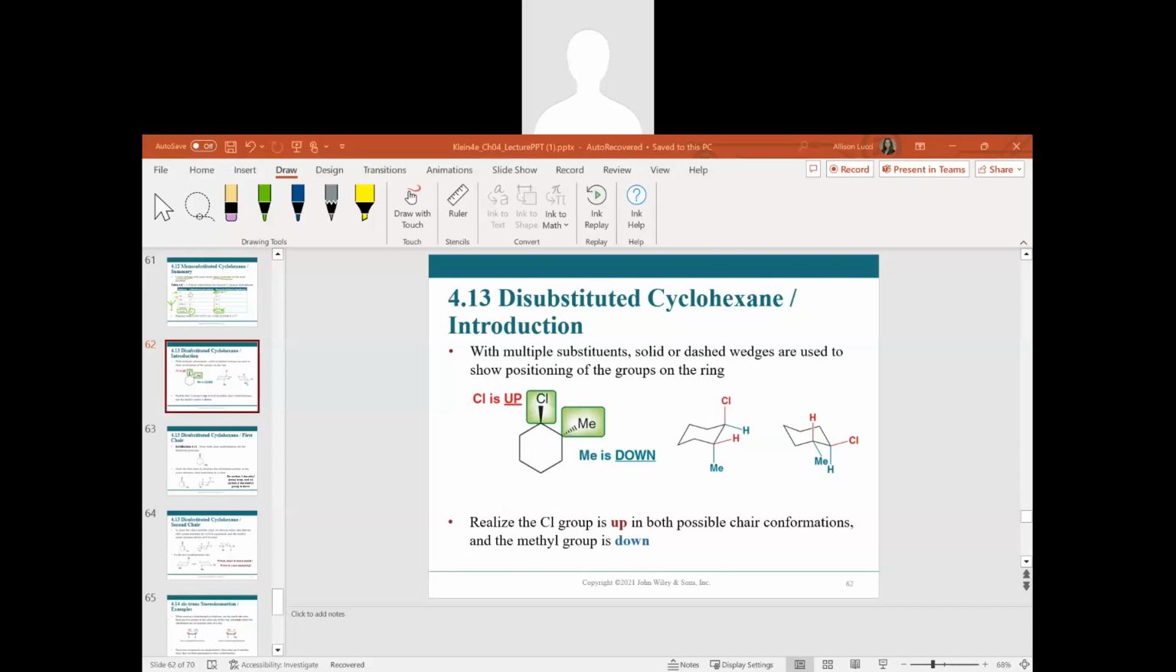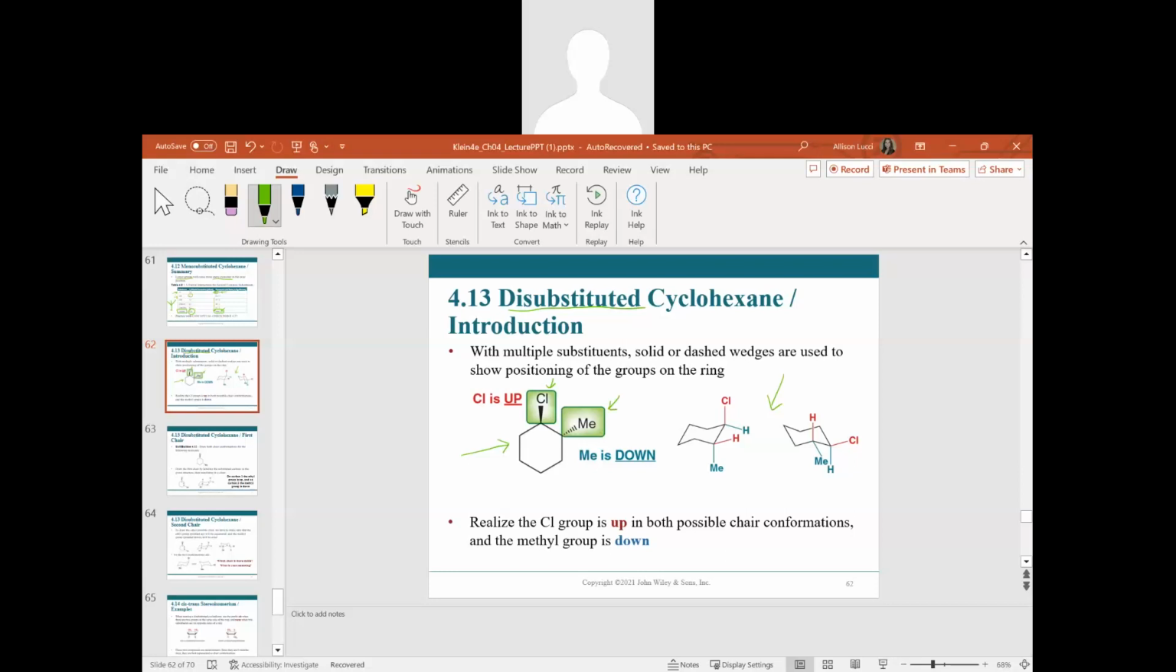In this next section of Chapter 4, Part 13, we're going to look at disubstituted cyclohexane, and we're going to introduce how to draw multiple substituents and convert from this flattened form to our chair form over here. So the first thing that we should note is that we now have two substituted groups, the chlorine here and our methyl substituent over here.